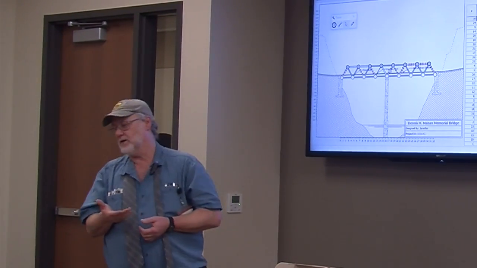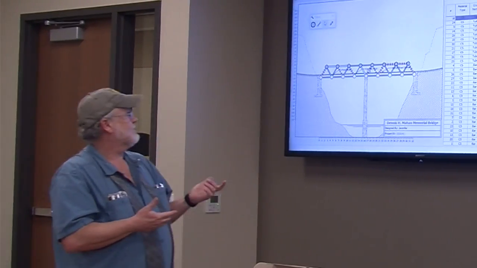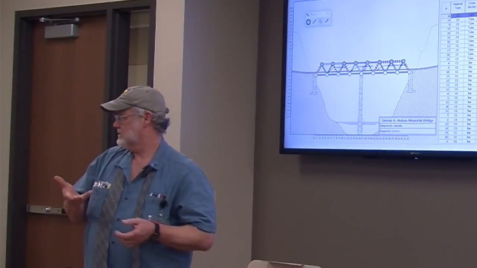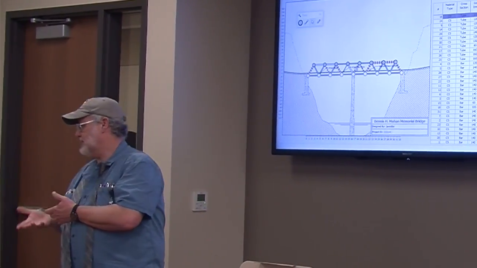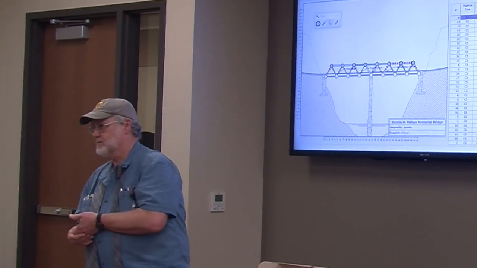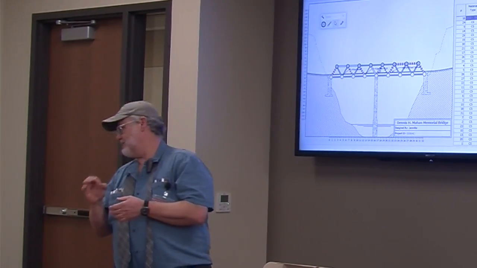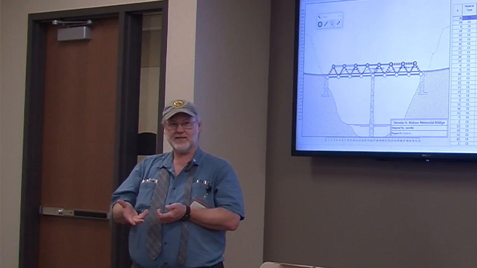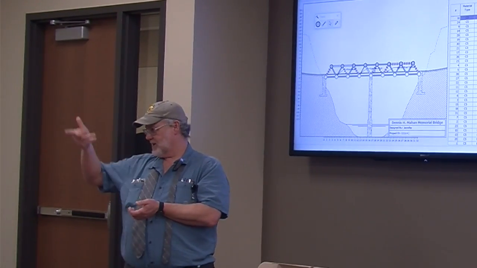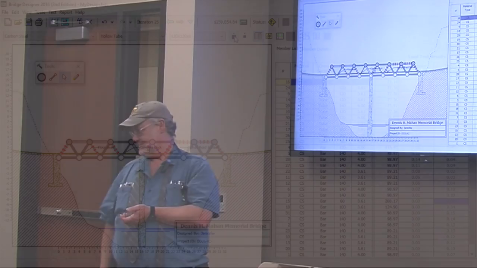That's a ratio of force on that member divided by its capacity. So you're looking at 0.99 to be perfect. Anything less, you need smaller members. Anything greater, you need larger members.